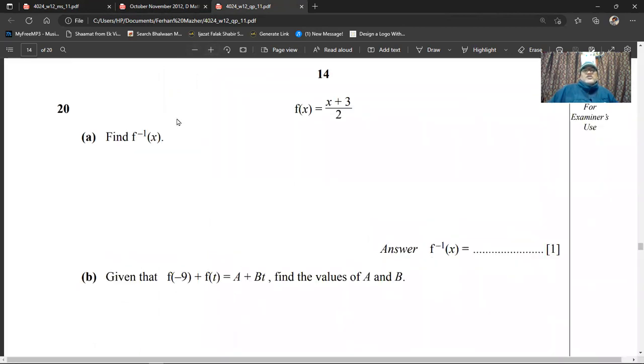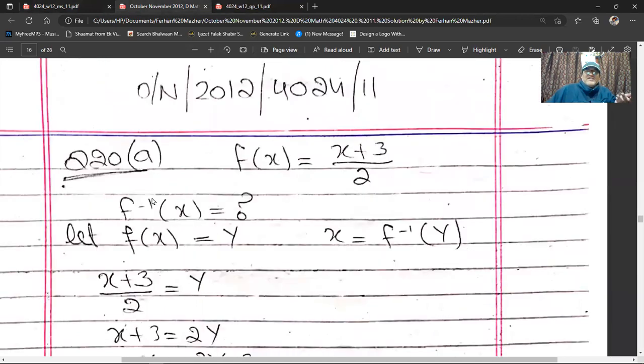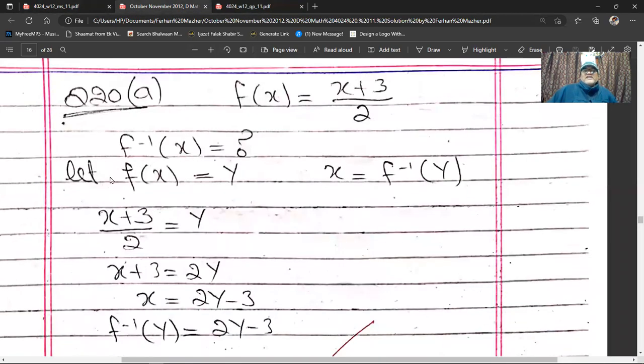So we have question number 20. It's part f of x. A function is given, which is x plus 3, the whole thing divided by 2. And the first question, part a, is find f inverse of x. If you want to find the inverse of a function, the method is, we suppose that f of x is equal to y, which means x will be equal to f inverse of y.